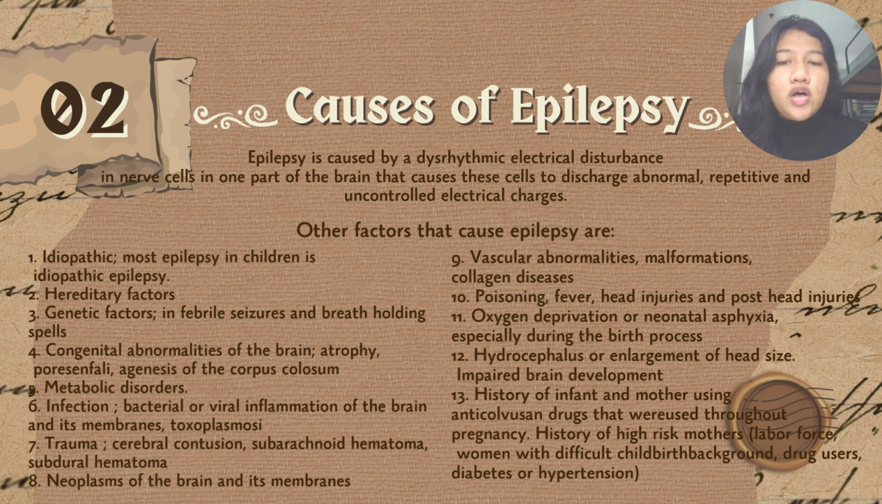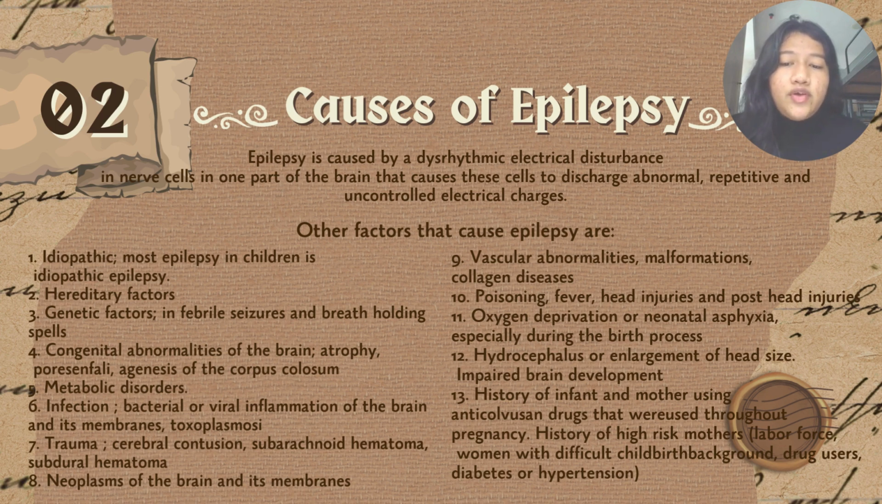contusion, subarachnoid hematoma, subdural hematoma. 8. Neoplasm of the brain and its membranes. 9. Vascular abnormalities, malformations, collagen disease. 10. Poisoning, fever, head injuries, and post-head injuries. 11. Oxygen deprivation or neonatal asphyxia, especially during the birth process. 12. Hydrocephalus or enlargement of head size, impaired brain development.